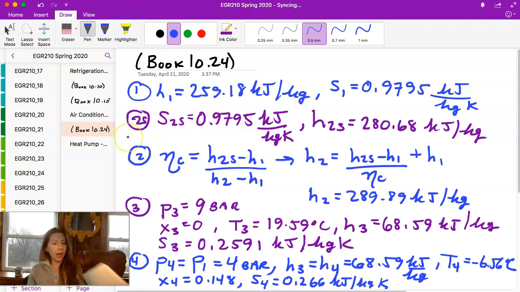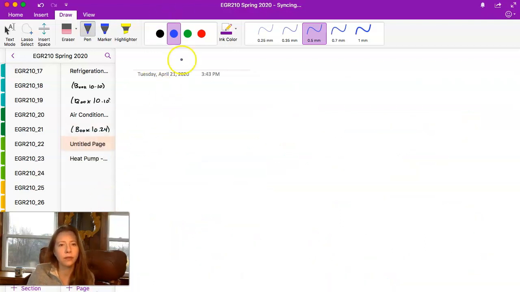Okay, so now we have our properties set for each state. So now we can go ahead and determine the power input into the compressor, the refrigerating capacity, and the coefficient of performance. So let's take a look.